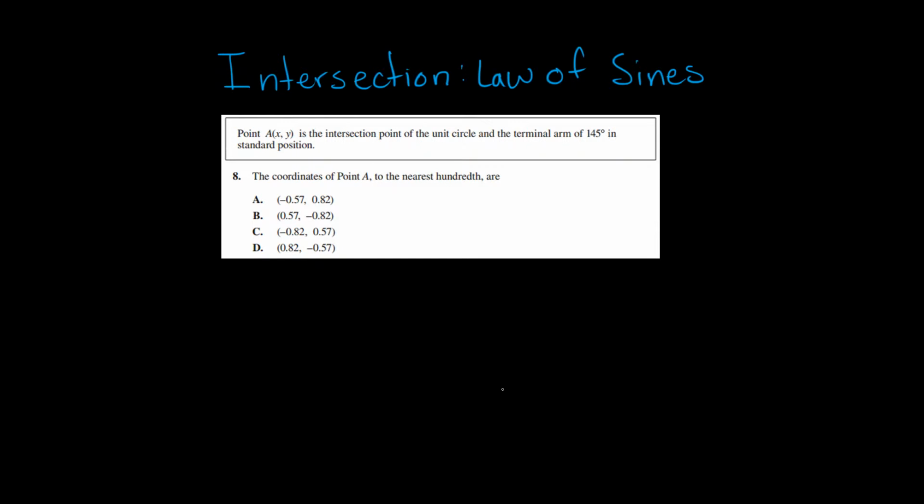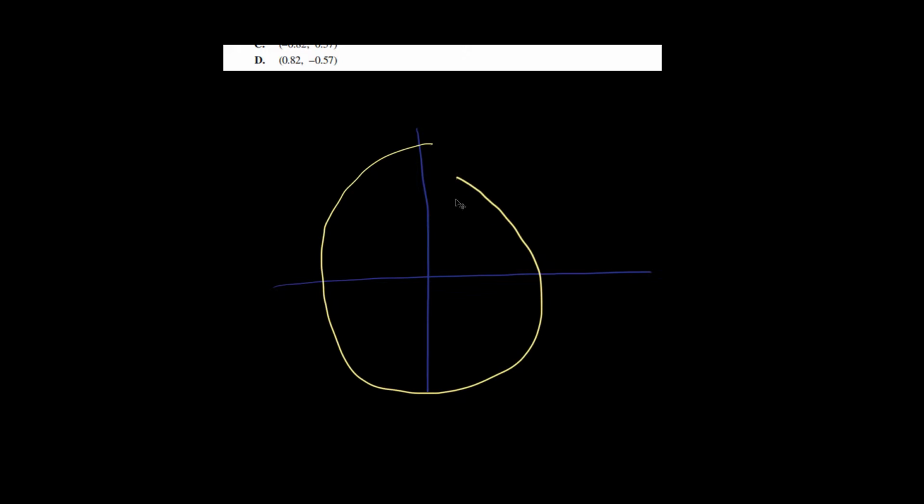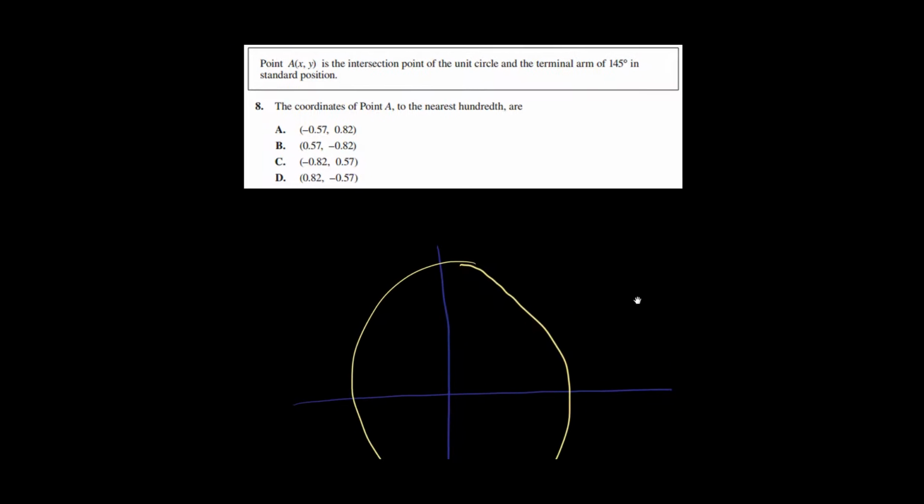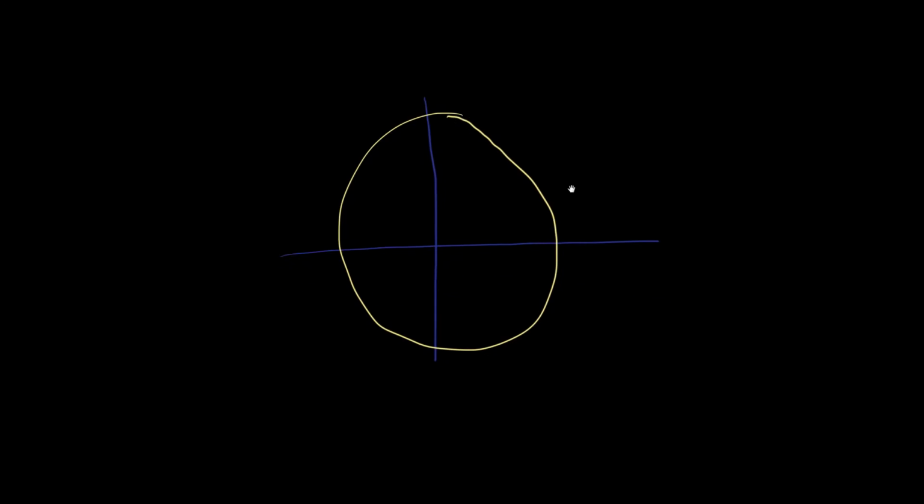So before we begin, let's draw a picture of what we're dealing with. This is going to be my y-axis, and this will be my x-axis. Now, if I draw the unit circle, let's say it looks something like this. Good enough. And now, what does it mean when it's a 145-degree angle in the standard position?